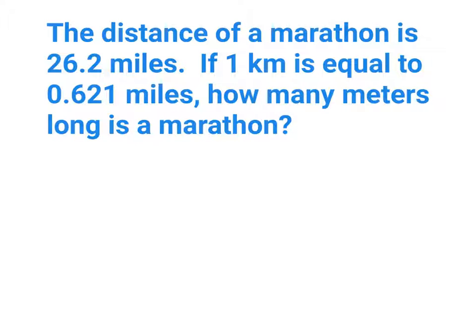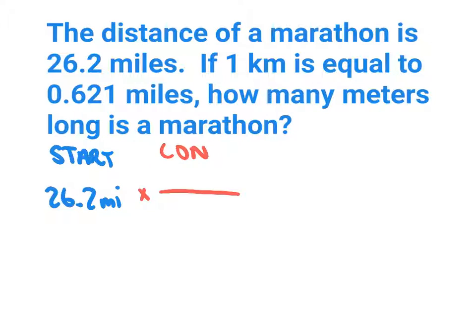So this last problem is a great example of why we use dimensional analysis. This problem says the distance of a marathon is 26.2 miles. If 1 kilometer is equal to 0.621 miles, how many meters long is a marathon? Well, we're starting with something obvious. We're starting with 26.2 miles, so we're going to put that first. However, the conversion factor we're given, so this is the first conversion factor, and we'll draw the line, is miles to kilometers. So we're going to get rid of miles and change it to kilometers, so kilometers goes on top. And we're told that 1 kilometer is equal to 0.621 miles.